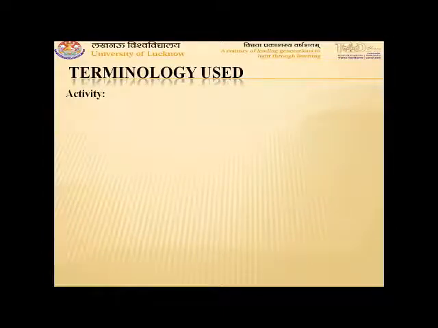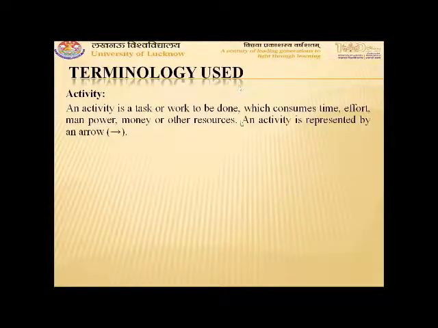So first, let us discuss the terminology used in network analysis or network scheduling. First term is activity. Activity is a task which is to be performed or a work which is to be done, which consumes time, effort, manpower, money or other resources. That means that work or task which consumes some resources is called an activity. Activity is represented by the arrow, that is this one.